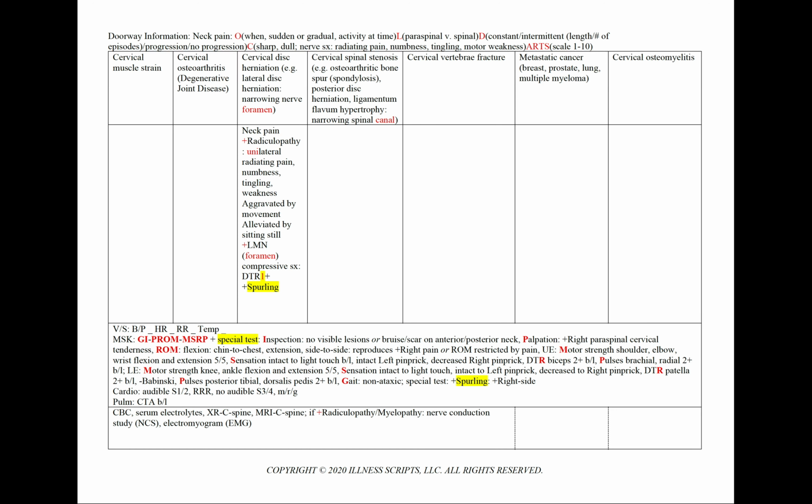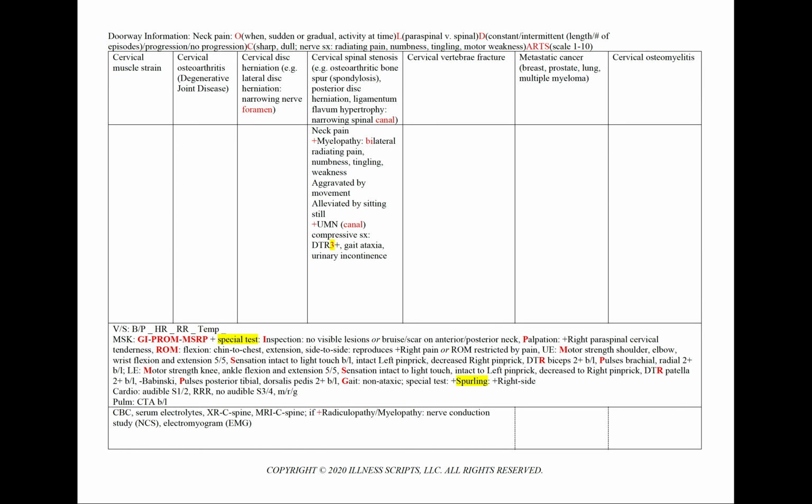In cervical disc herniation, particularly a lateral disc herniation, this will result in narrowing at the nerve foramina, so we'll see a neck pain, and now we'll have radiculopathy or unilateral radiating pain, numbness, tingling, or motor weakness. It can be aggravated by movements and alleviated by sitting still. And since the herniation is impacting the nerve foramen, we'll have lower motor neuron symptoms, including delayed deep tendon reflexes and a positive Spurling sign, as we'll see in our physical exam coming up.